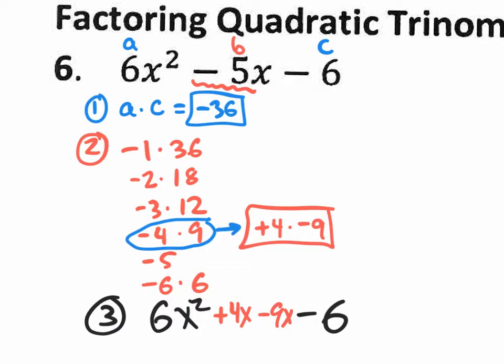So what did we do here? We converted a trinomial into a 4-term polynomial. Why the heck would we want to do that? Change 3 terms into 4 terms? That way we could factor by grouping.